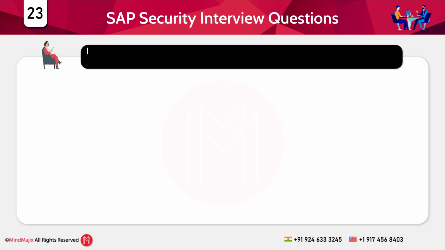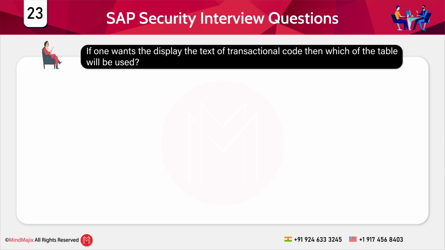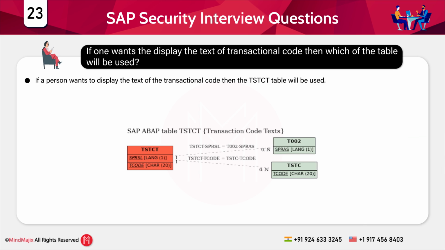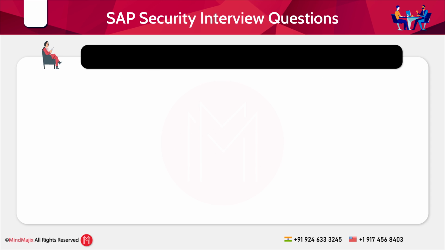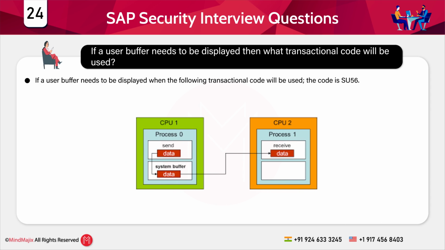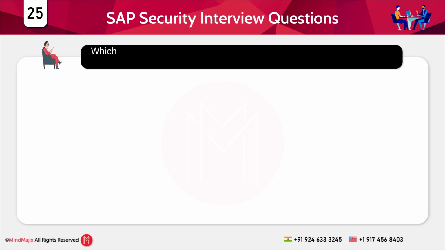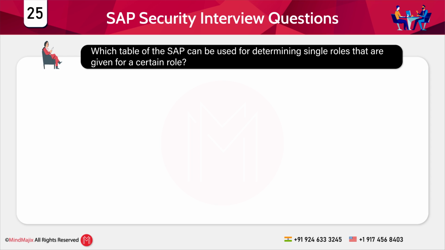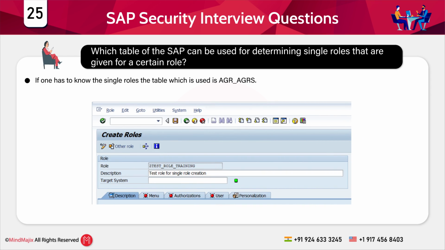The next question is, if one wants the display of the text of the transaction code, then which table will be used? If a person wants to display all of the text of the transaction code, then the TSTCT table will be used. The next question is, if a user buffer needs to be displayed, then what transactional code will be used? The transactional code that will be used is SU56. The next question is, which table of the SAP can be used for determining single roles that are given for a certain composite role? If one has to know the single roles, the table which is used is AGR_AGRS.